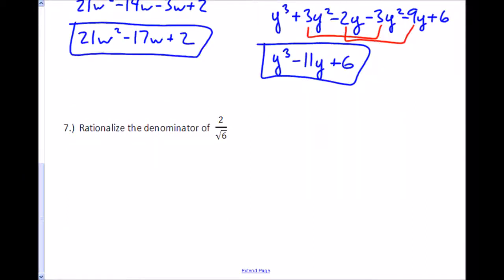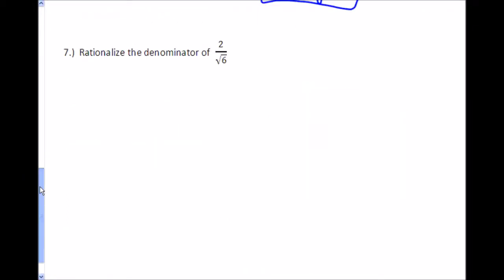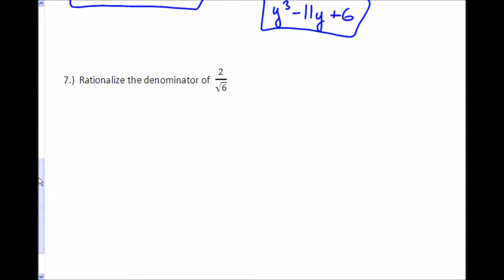If I look at the next one, rationalizing the denominator, I need to eliminate all the radical terms from the denominator. In order to do that, I'm just going to multiply this thing by the square root of 6 over the square root of 6. And essentially what that does in my denominator, I'll do the denominator first, is because they're both under the square root, I multiply them, that becomes the square root of 36, which is a perfect square.